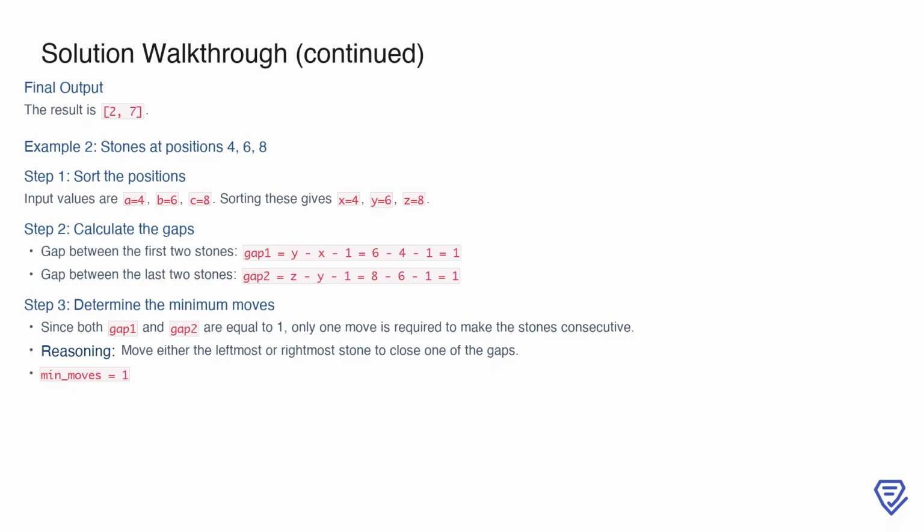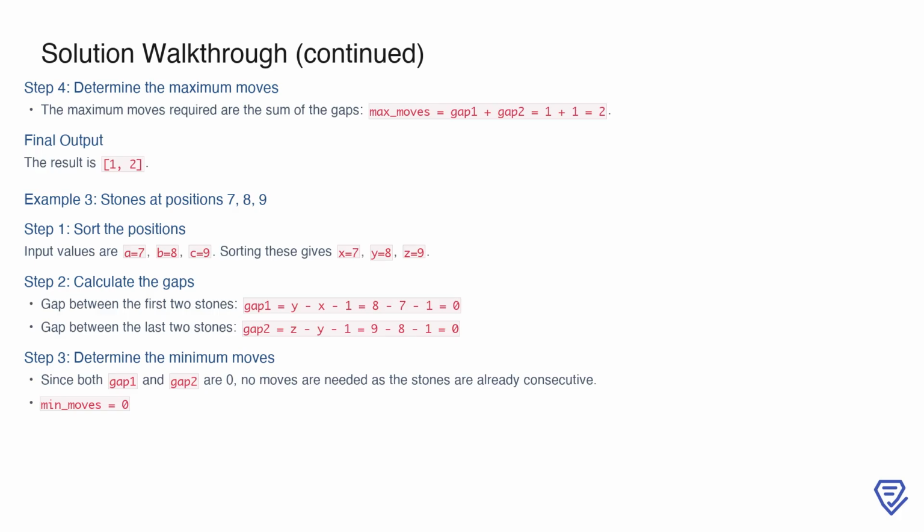equal to 1. For the minimum moves, since both gap1 and gap2 are equal to 1, only one move is necessary to make the stones consecutive. This can be done by moving either the leftmost or the rightmost stone to close one of the gaps. Hence, the minimum moves are 1.